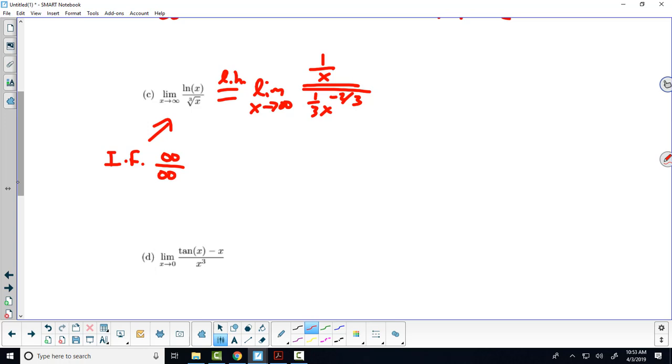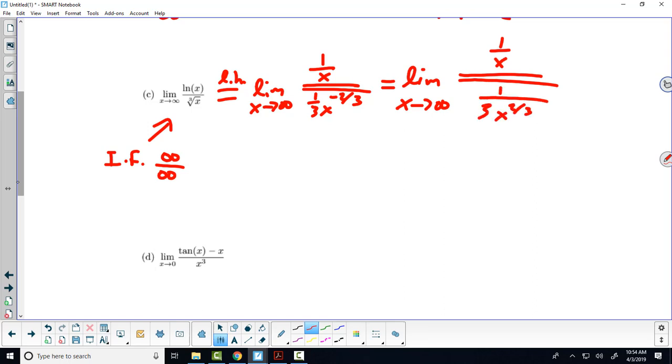So I could write this, I'm going to rewrite this one more time just to talk about it. Normally I wouldn't do this, but I just want to make sure we can actually talk about it correctly. So let me rewrite this as 1 over x divided by 1 over 3x to the 2/3. Does this have an indeterminate form?